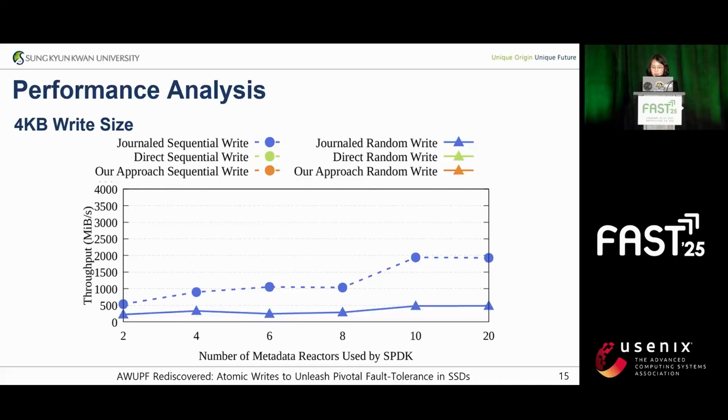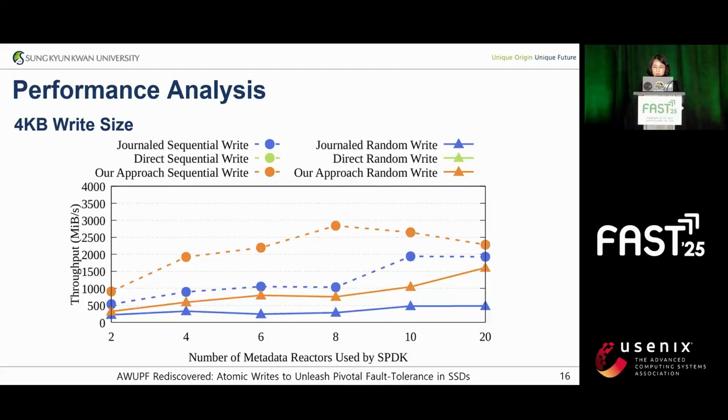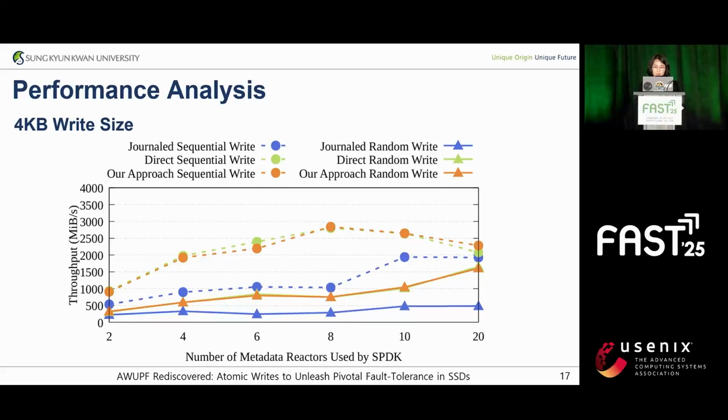The performance of Journal remains constant in random write workloads, even as the number of metadata reactors increases. This is because checkpoint overhead becomes the dominant bottleneck, limiting the performance improvement from additional reactors. In contrast, our approach improves performance by 3.3 times. Increasing the number of metadata reactors leads to better performance scaling, unlike the journaled approach. Since only one M-page is updated with 4 kilobyte writes, Direct shows the same result as our approach.